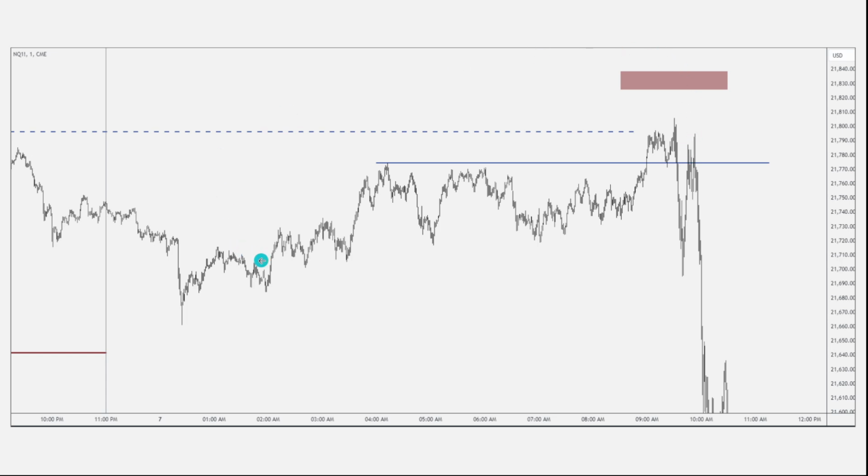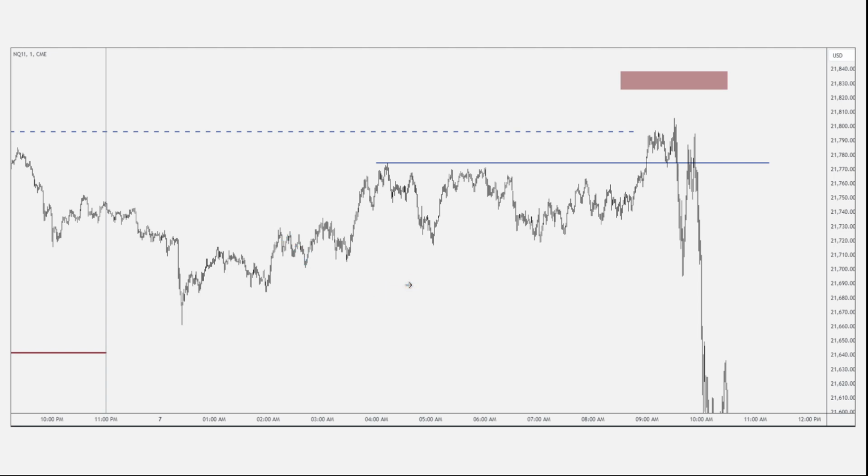Dropping down to the 1 minute. What you need to do on the 1 minute is look for your pools in the current day. You don't want to look for pools in the previous day. Look for pools in your current day. So from midnight New York time to 8:30, you want to look for 1 minute pools in there to target.